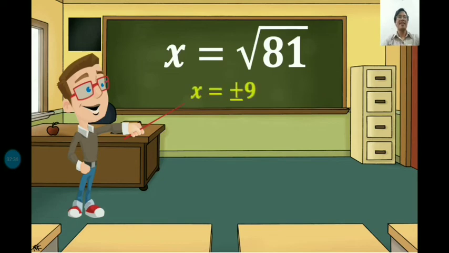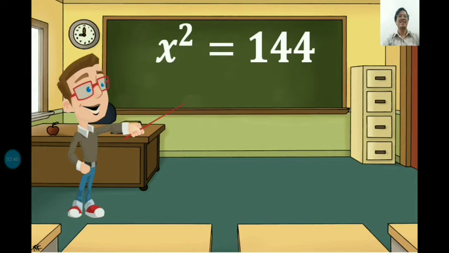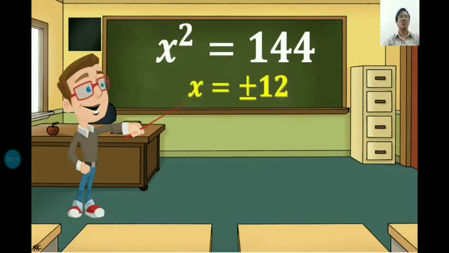Yes, the correct answer is positive and negative 9. Next, how about this? x squared equals 144. 10 seconds, start now. Okay, by applying extracting square root, you have to square root both sides. So therefore, the square root of 144 is positive and negative 12.